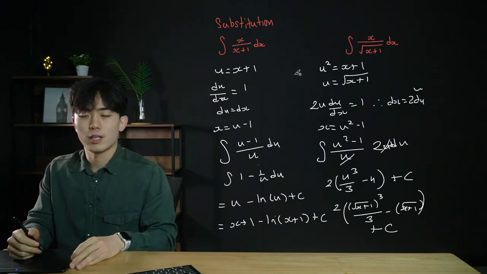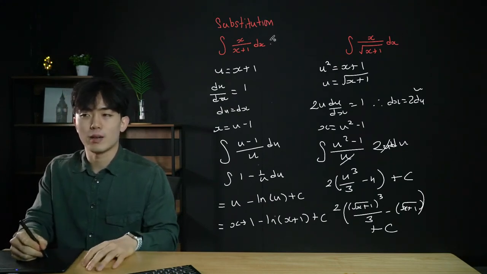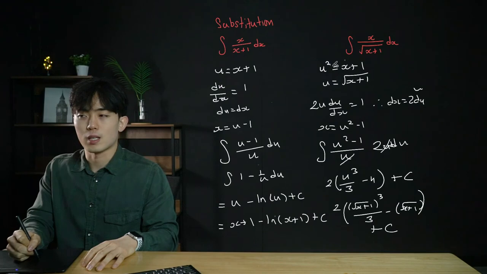The main goal you want to try and do is make sure that if we get a fraction like this, we reduce the denominator to one term. That's why I chose u as x plus 1 here and u squared as x plus 1 there.